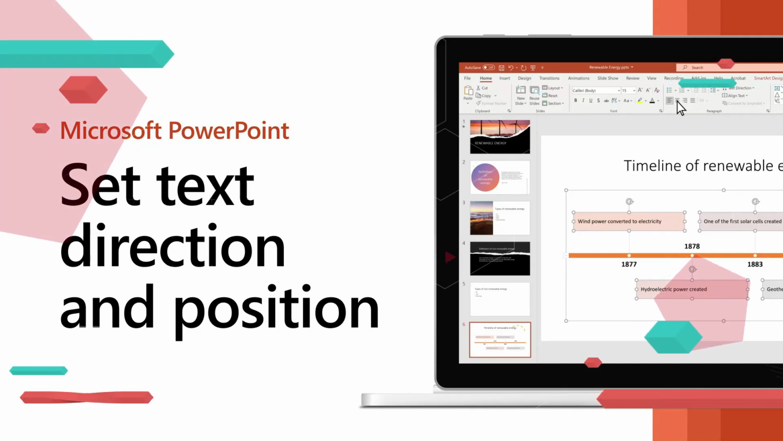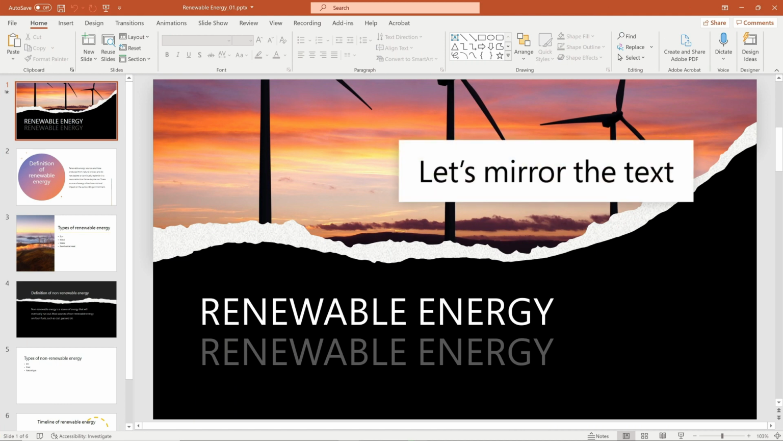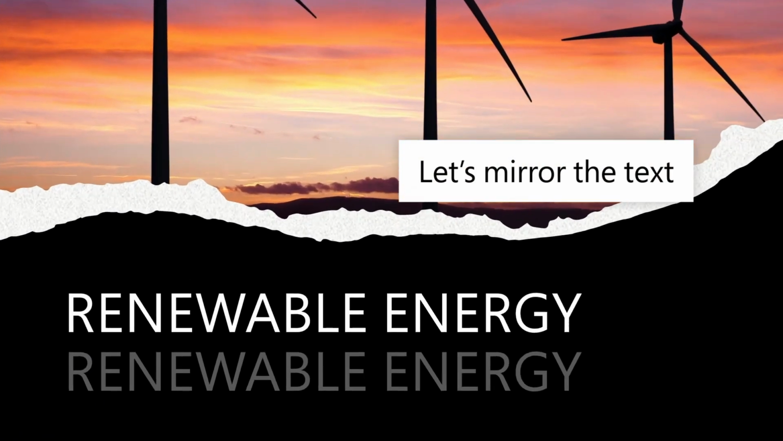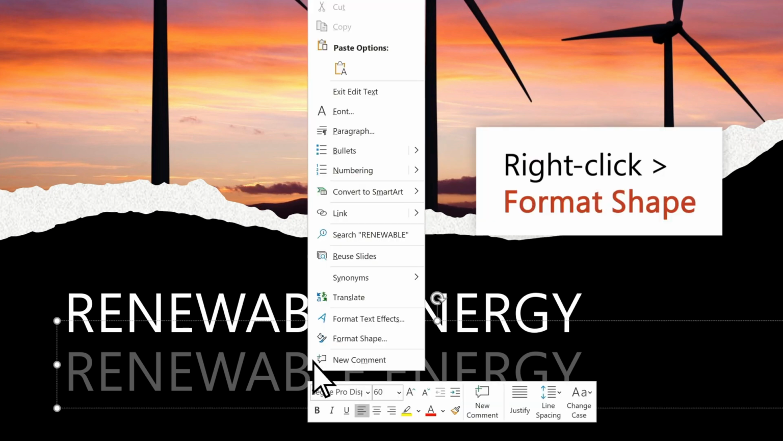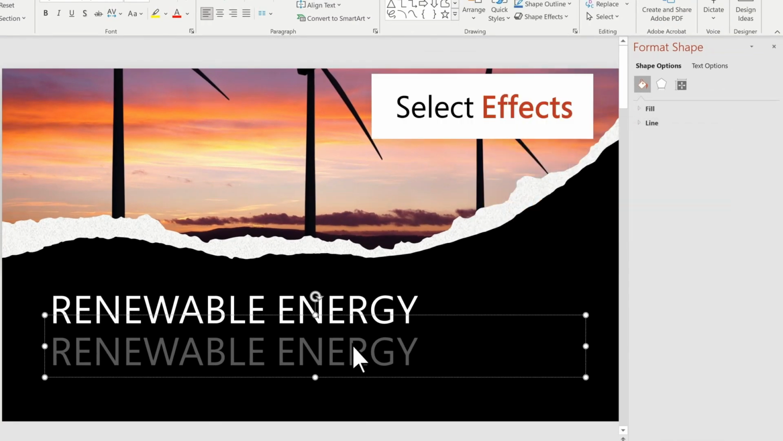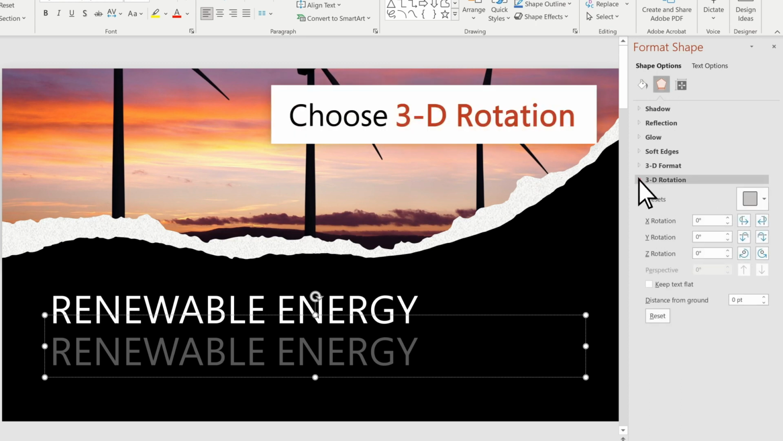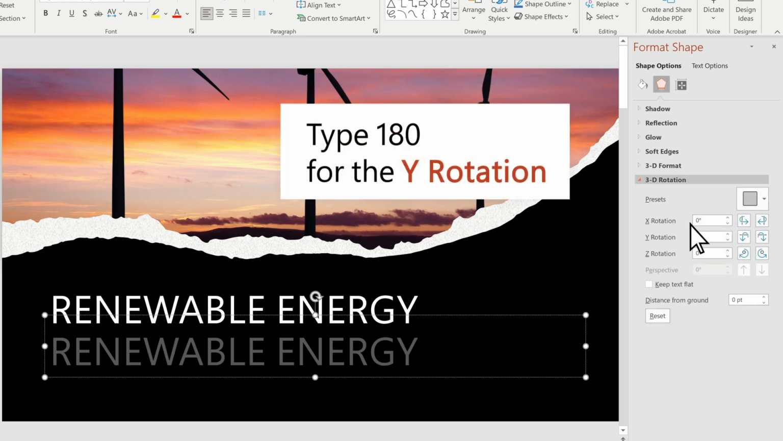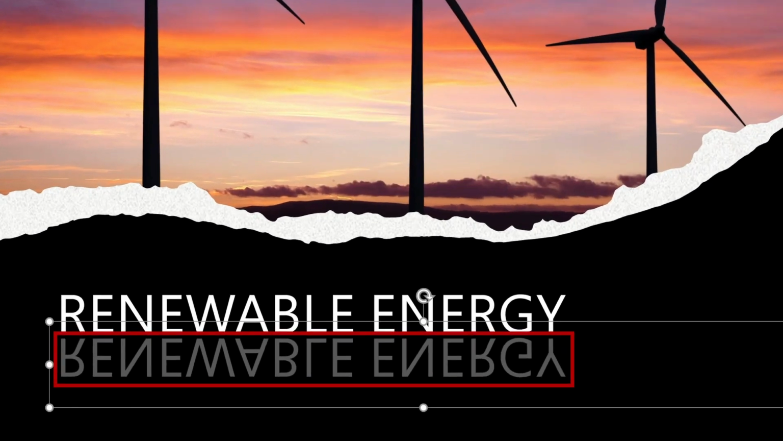Want to set the text direction in a shape or text box? Let's mirror the title text to make it look like a reflection. Right-click within the box and select Format Shape. Select Effects from the Format Shape pane. Choose 3D Rotation. Type 180 for the Y rotation. That's the mirror effect we were looking for.